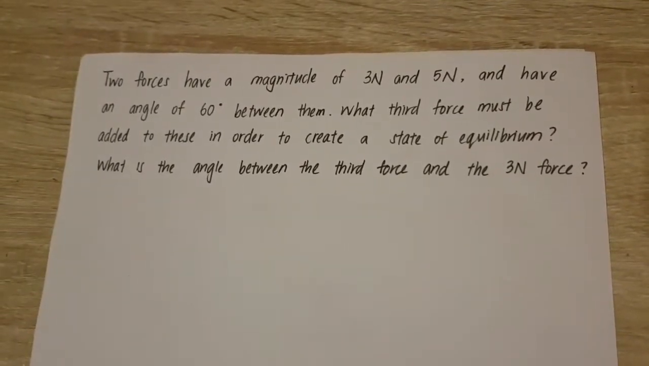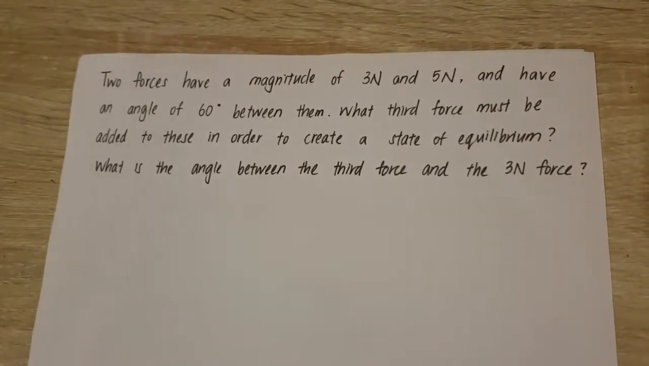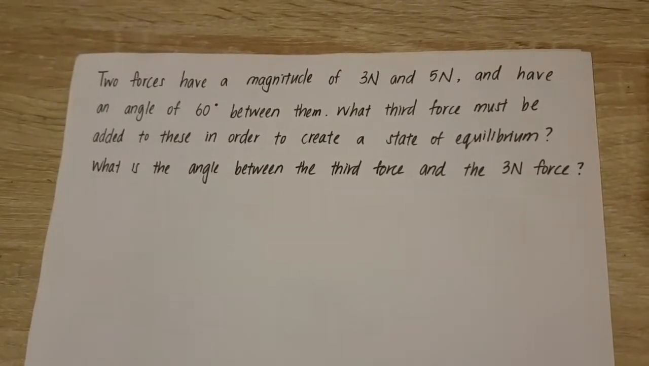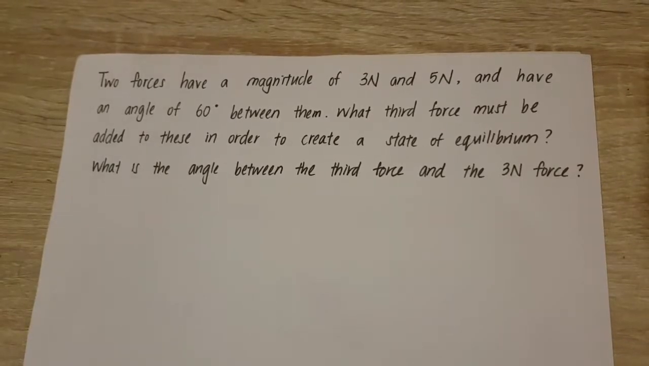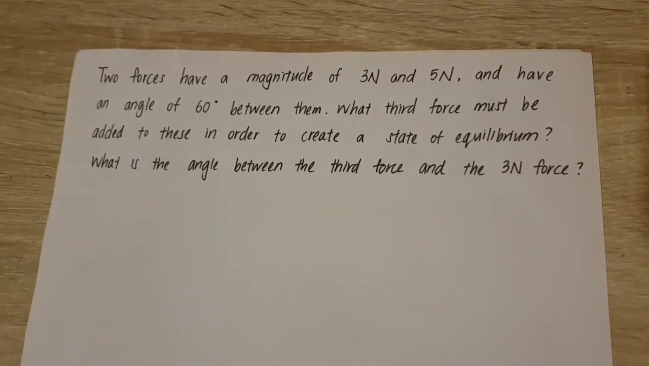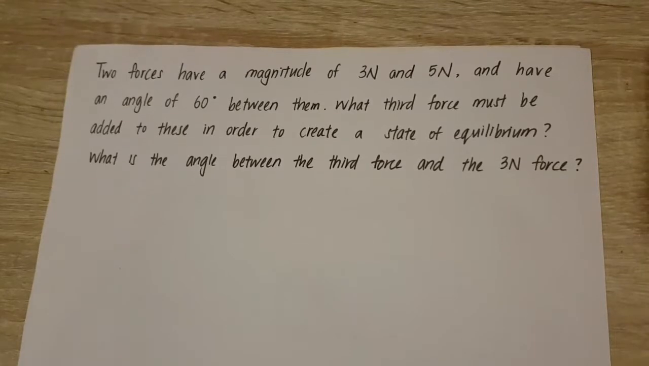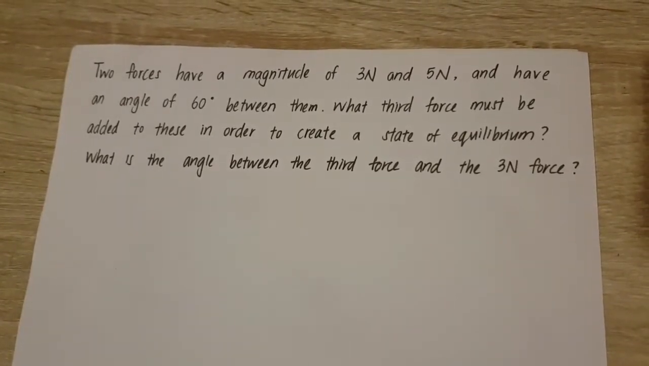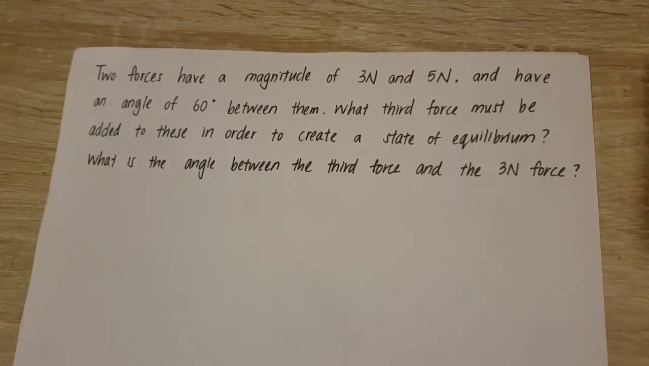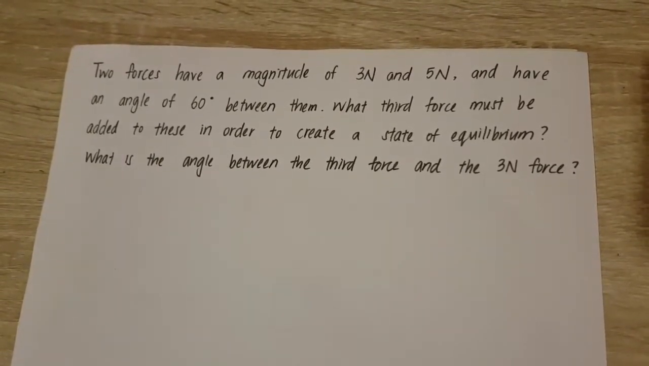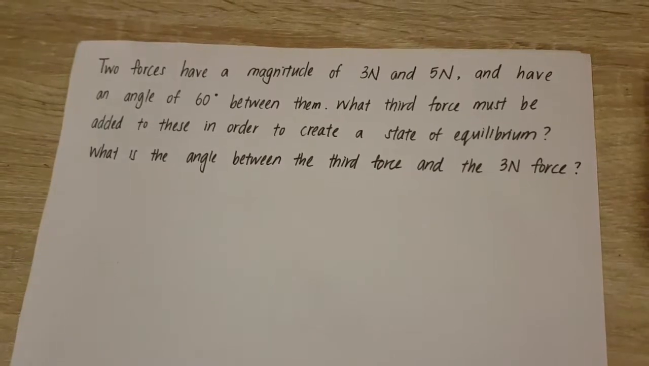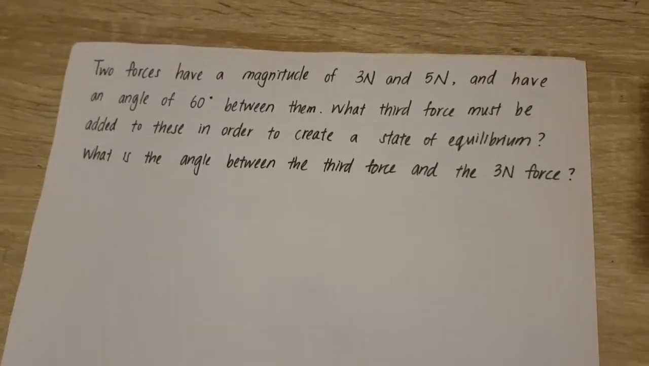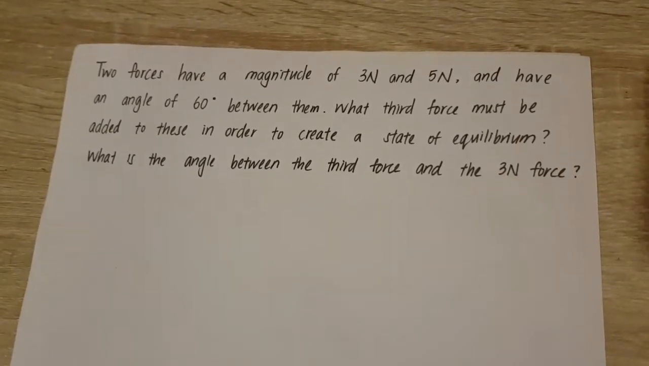With the help of this example, the question is: two forces have a magnitude of 3 Newton and 5 Newton and have an angle of 60 degrees between them. What third force must be added to these in order to create a state of equilibrium? What is the angle between the third force and the 3 Newton force? Now, whenever forces are acting at a point, then there is a resultant force at that point.